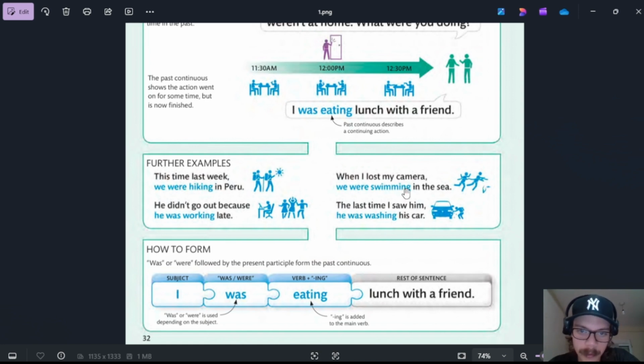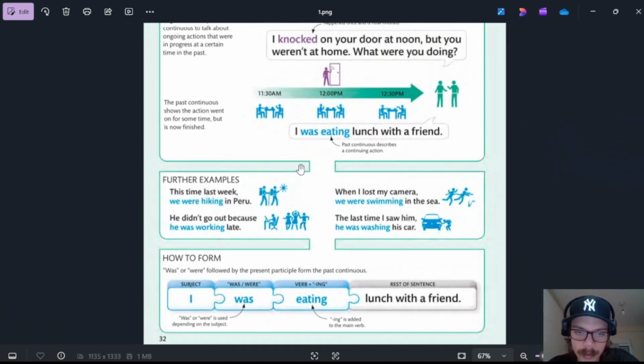Okay, so the first 2, they're using were because we have plural. Remember, were is used for plural. And then the next 2 is using was because it's singular. You're only talking about one person. You're going to notice the structure is always the same. So that's the first page.